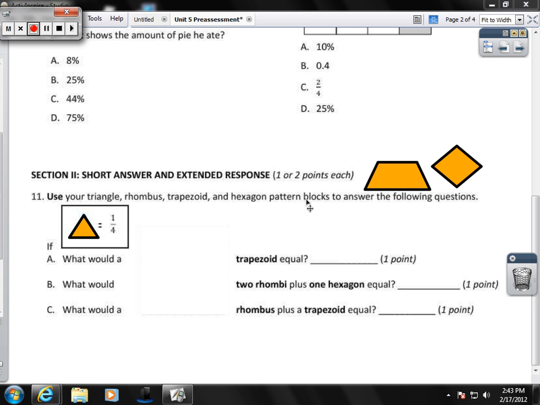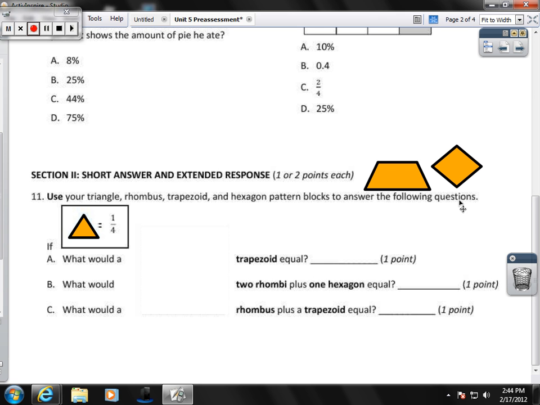Welcome back, everybody, to part 3 of our 3-part series on reviewing for the Unit 5 math test. We are now on Section 2, Extended Short Answers and Extended Response Questions. It says, use a triangle, a rhombus, a trapezoid, and a hexagon pattern blocks to answer the following questions.